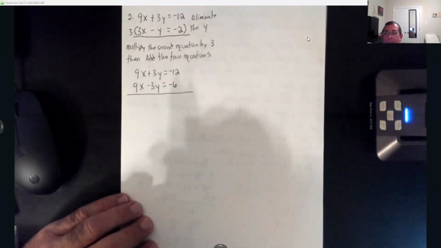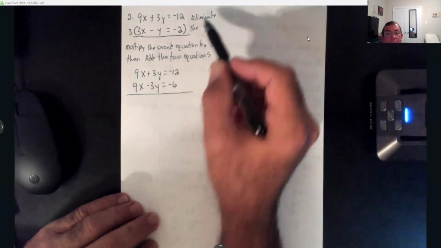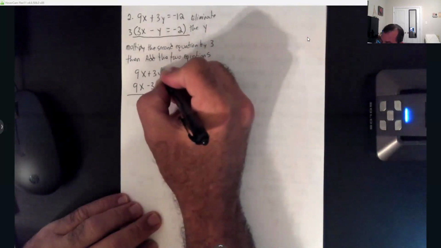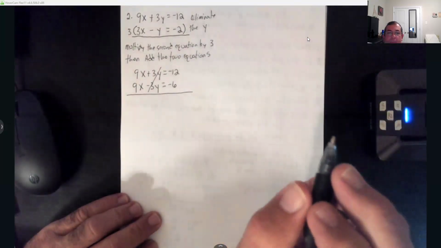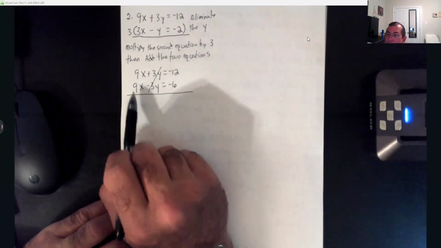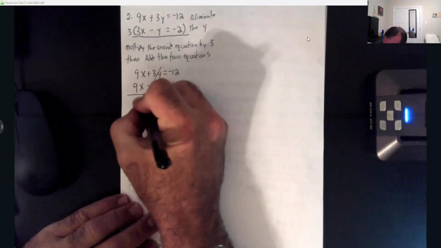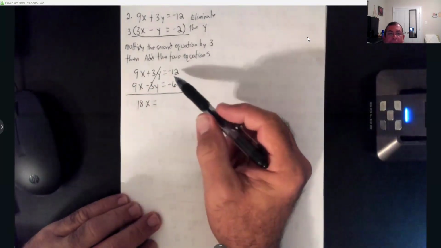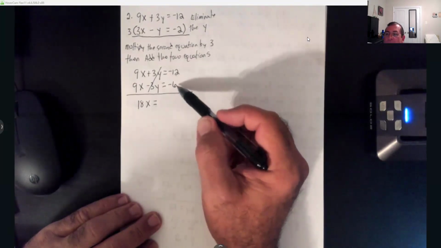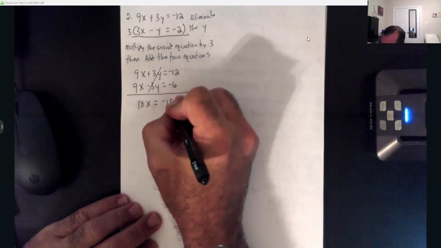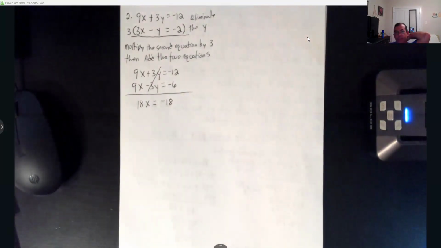But y'all look here. I wanted to eliminate the y. Well, now I got a 3y and a negative 3y. So those are going to cancel. 9x plus 9x will give me 18x. That's going to equal the right side, which is negative 12 and negative 6, which give us a negative 18.